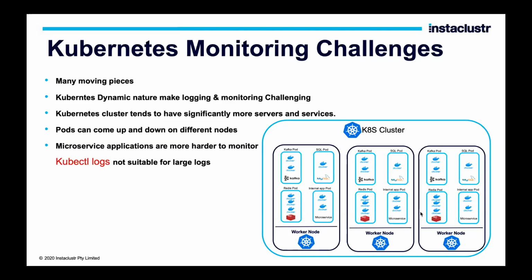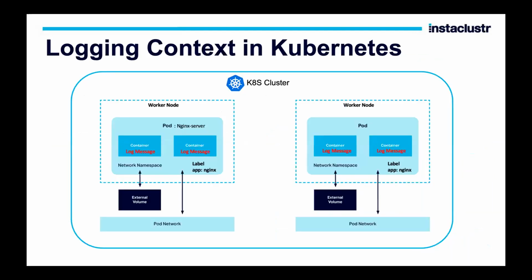The question comes: how do we monitor this pod which is going up and down? Or how do we monitor these microservices which are distributed across different physical nodes but doing the same thing? These are all the things that come to mind when you think about logging and monitoring of Kubernetes. Now, in Kubernetes you can use kubectl logs, which is fine, but it can be challenging to use.